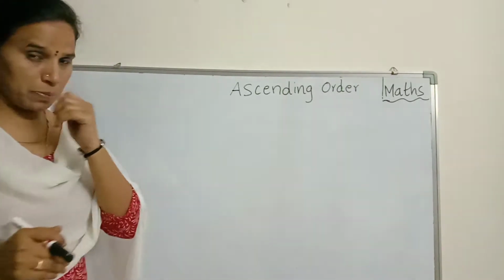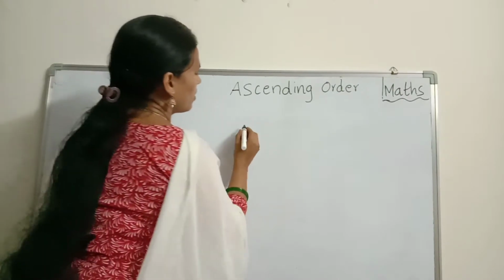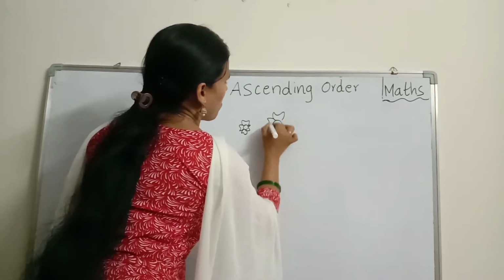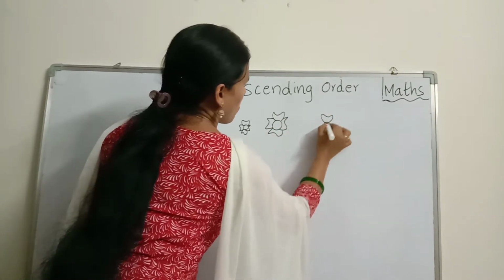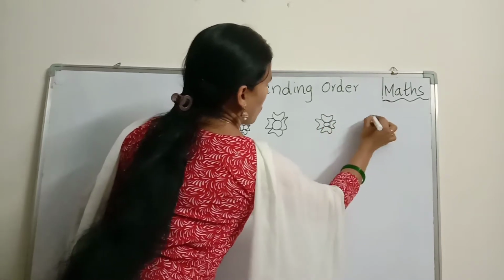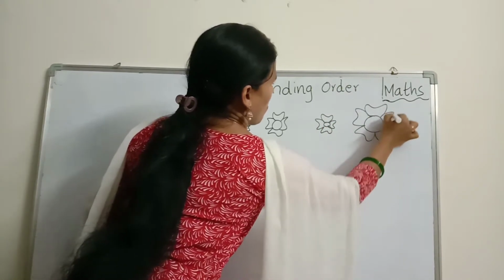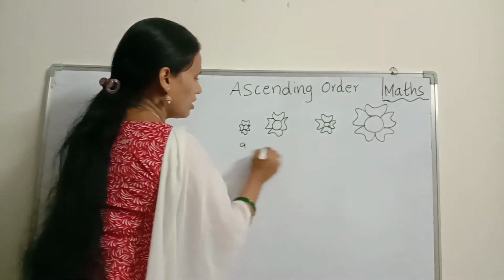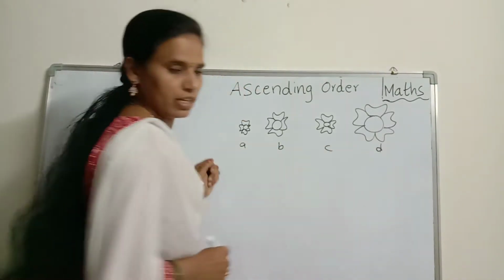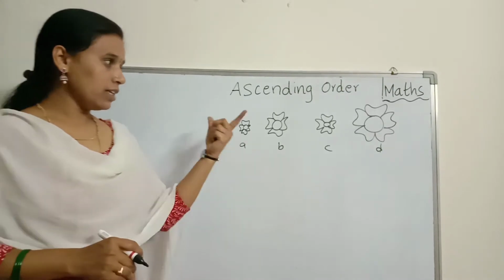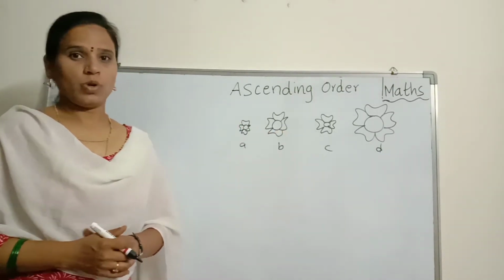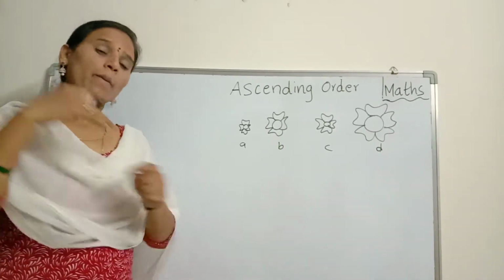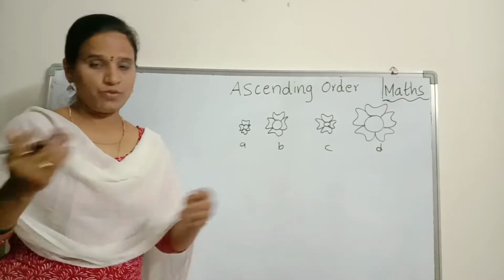Okay, children? For example, look here. Now, see, I have 4 flowers, right? This is A, B, C, D, right? Now, children, you can arrange these flowers in ascending order. Ascending order means we arrange small to big, smallest to biggest, numbers, things, flowers, whatever.